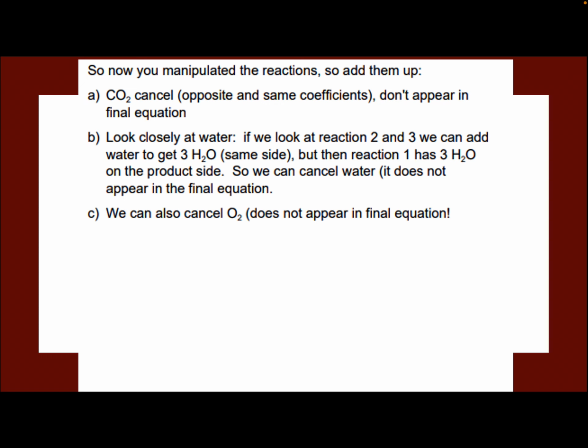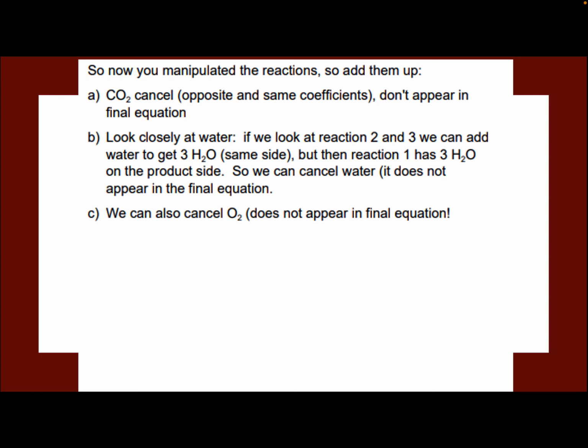So we are going to manipulate the following. CO2 is going to cancel out. Okay, they're going to cancel each other out because they're on opposite sides with the same coefficients, so they don't appear in the final equation. Then we're going to look closely at water. If we look at reaction 2 and reaction 3, we can add water to get 3H2O, same side, and we're going to do this all in a moment.